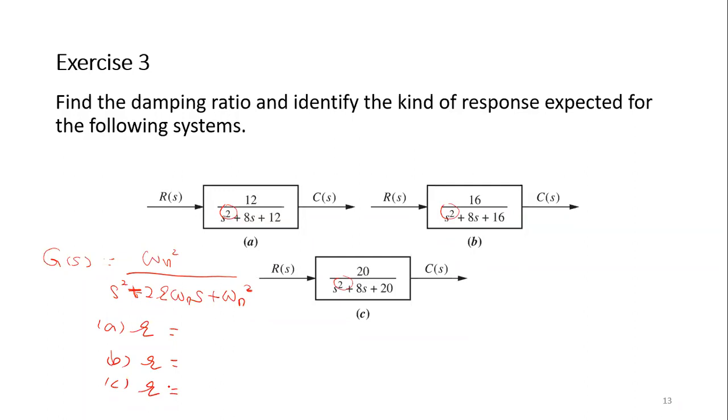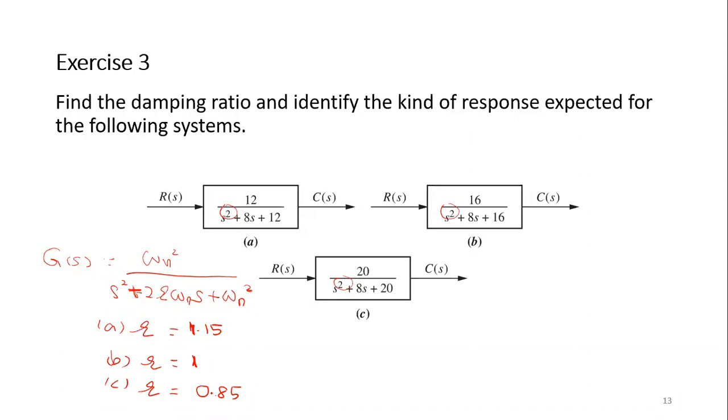What's the answer for A? 1.15. For B? 1, ma'am. For C? 0.85. So, in your opinion, which system is worth to control? Which system is the best? B, ma'am. Okay, B, because why? Critically damped.